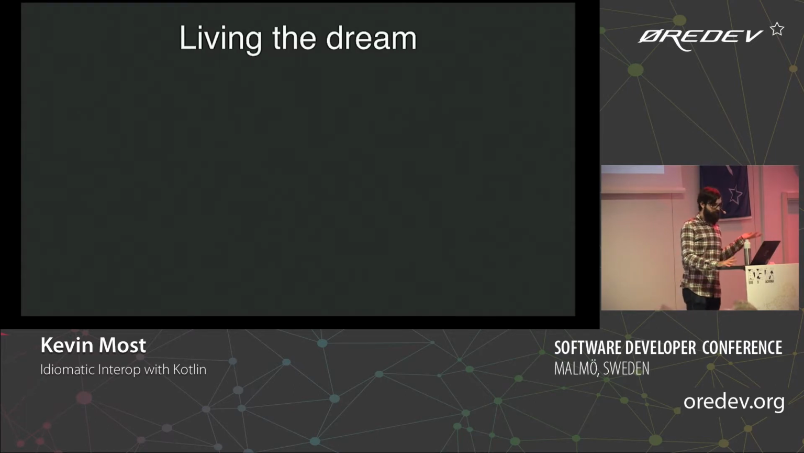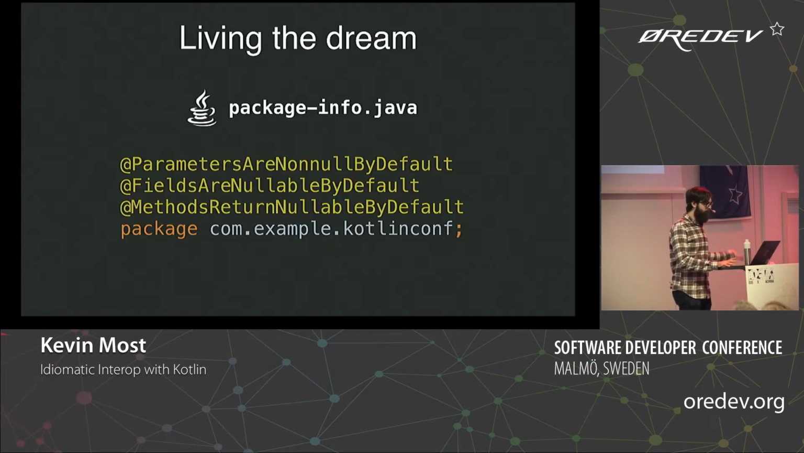So this is the dream for me, is all your package-info.javas look like this, right? You shouldn't be able to pass null to any parameter unless it's otherwise specified. You shouldn't be able to assume any field is not null. Maybe there's null in that value, and you shouldn't assume that any method you're calling from Java is non-null because it could have returned null to you. So this is if you want to be super paranoid and safe.